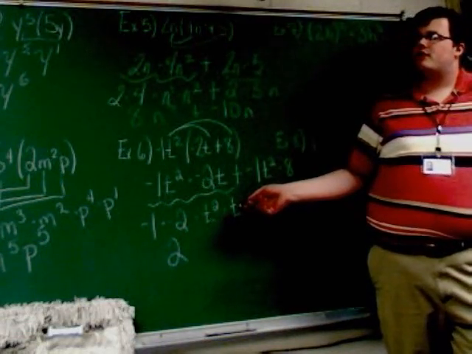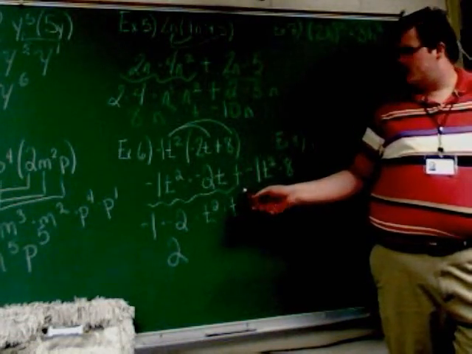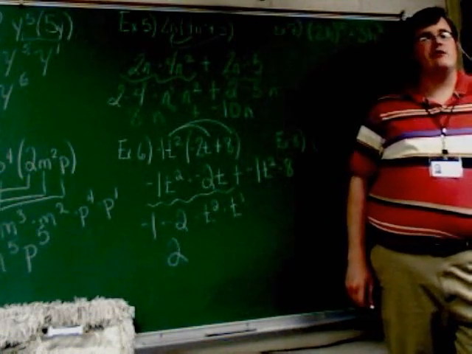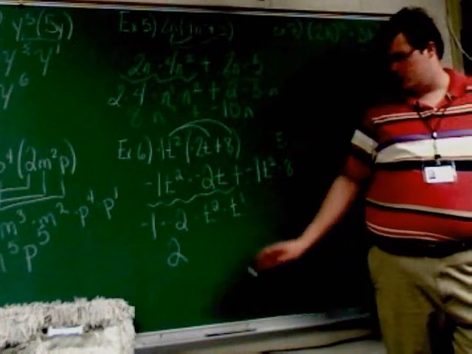On this other part here, we've got t squared times t. Of course, t is like t to the first. So t squared times t to the first is t to the third. Good.